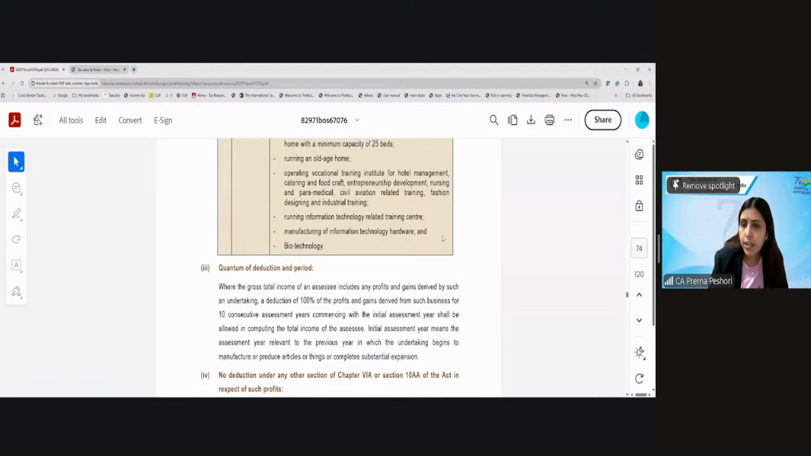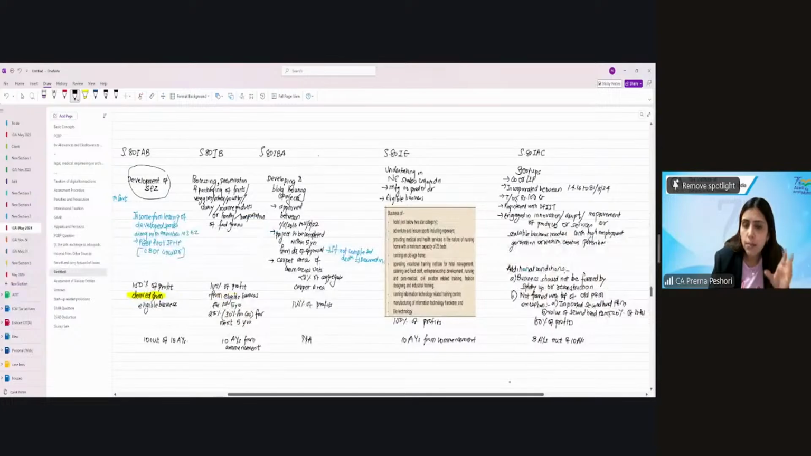So if you look at this 80IE section, what is the deduction? 100% of profits. Again here it is 10 years from the commencement. So here, it says it has to be within 10 years of the commencement of the business. So you have to claim it from the initial assessment year. Are we clear, students? Any question, any doubt? Yes? The last one is 80-IAC. Now, this is the deduction which is given to a startup.